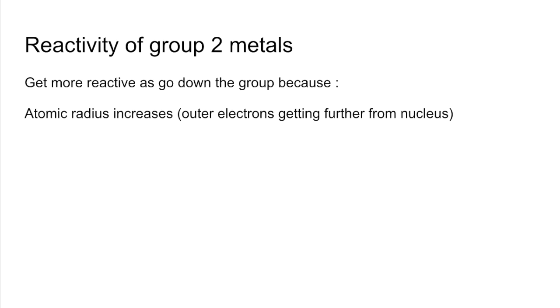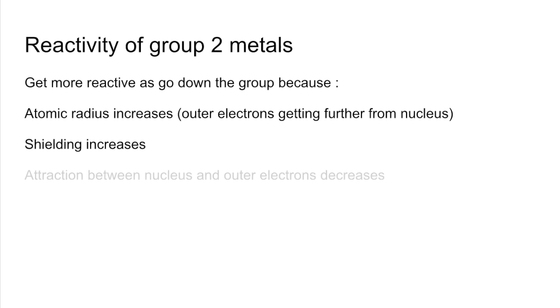So the reactivity of group 2 metals now. The trend is they get more reactive as you go down the group because the atomic radius increases. So the outer electrons, those 2 outer electrons that they are losing, are getting further from the nucleus. The amount of shells between the nucleus and the outer electrons increases, so shielding increases.